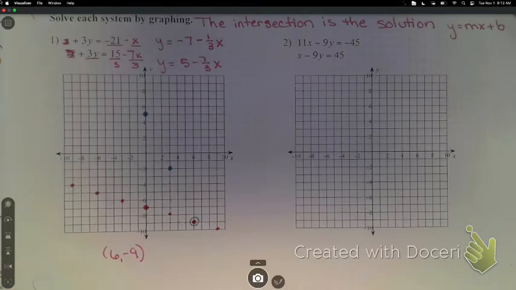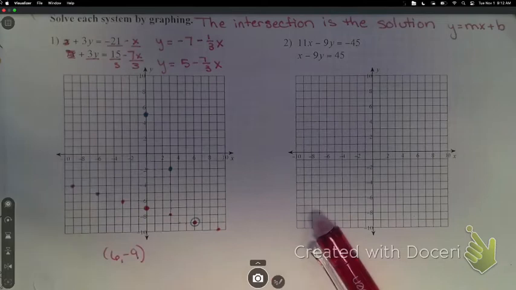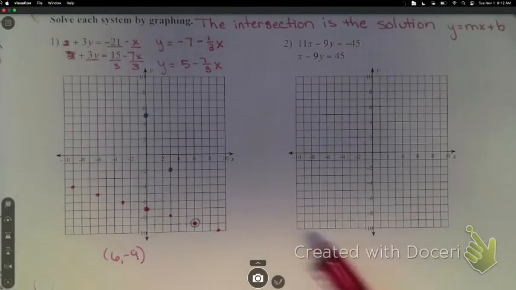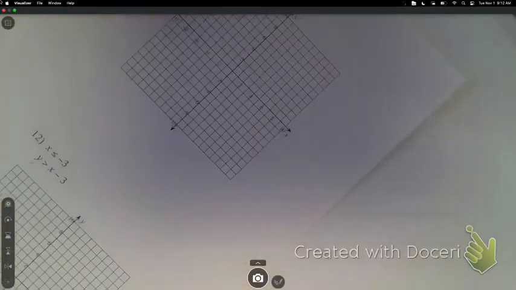What happens if the two lines don't intersect? No solution. What happens if I graph one line over the other line? Infinitely many solutions. Do we need to keep doing these together? No. You guys good? Yeah. Okay. They're not hard. How many are on here? 12.